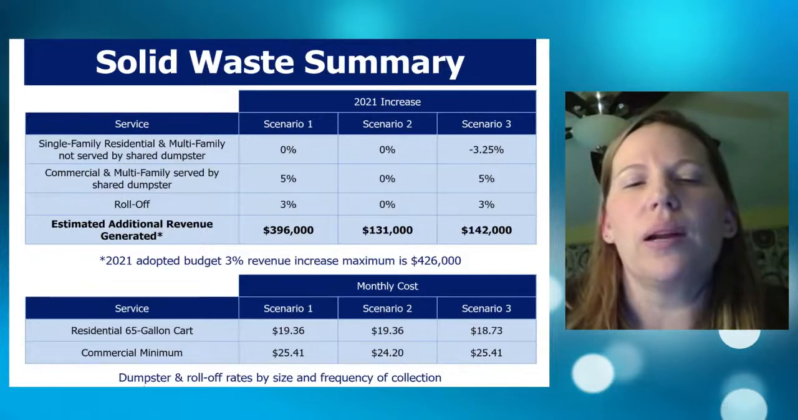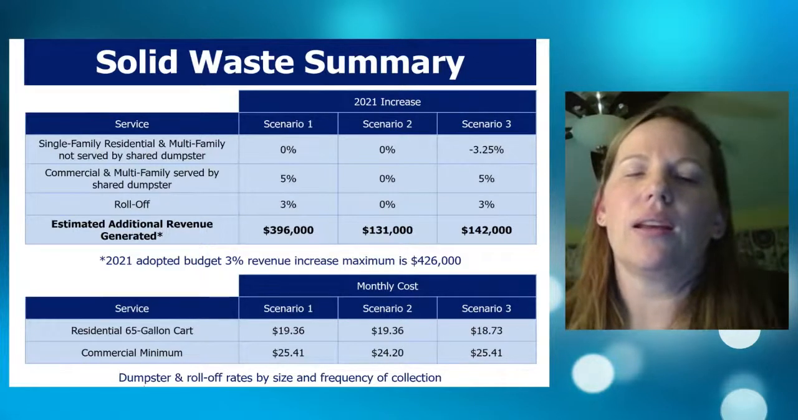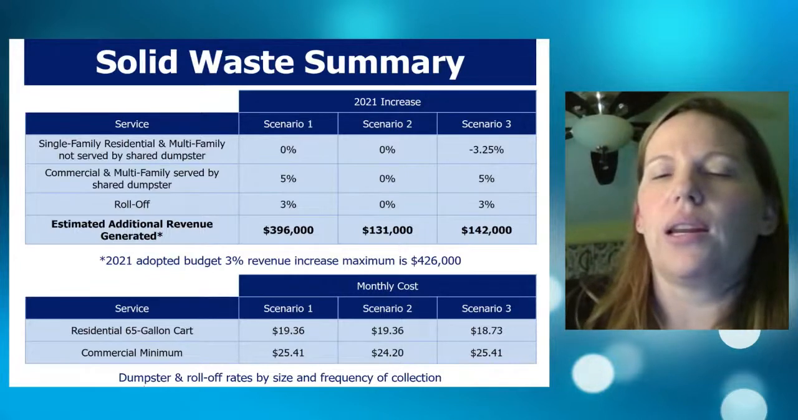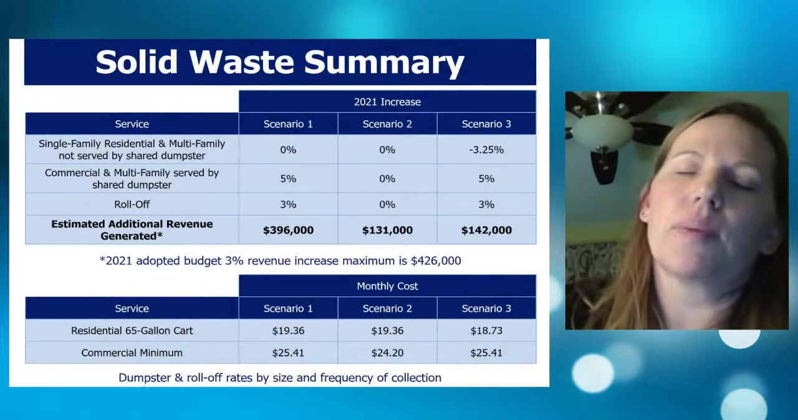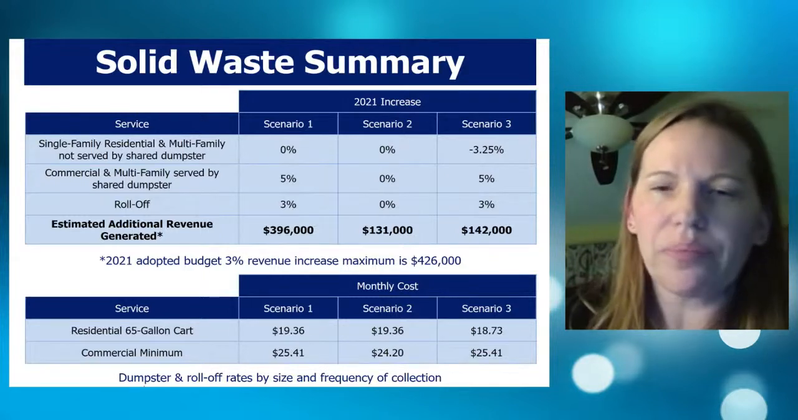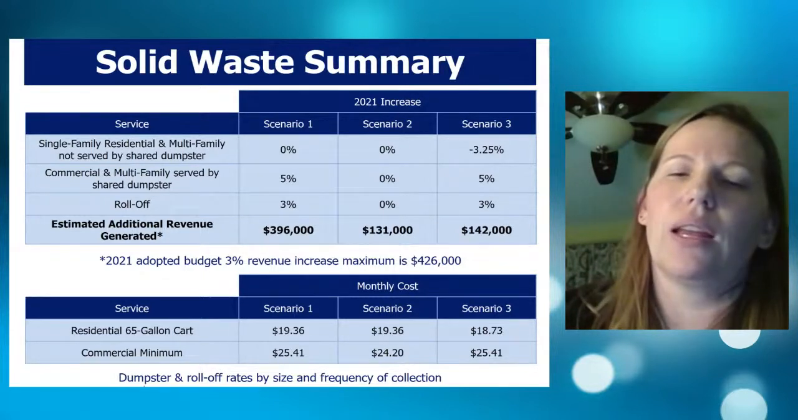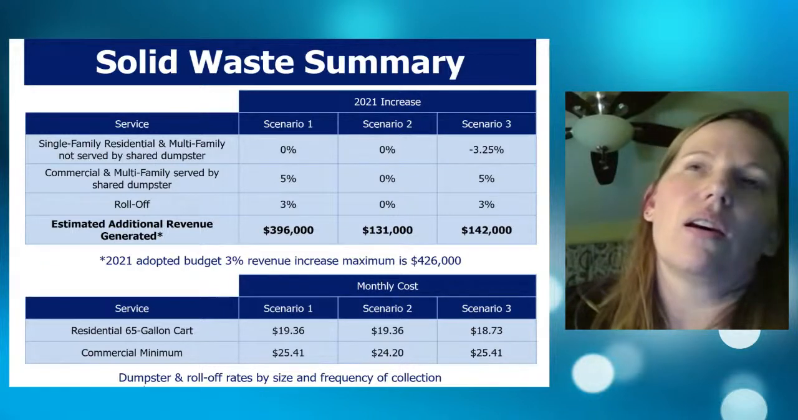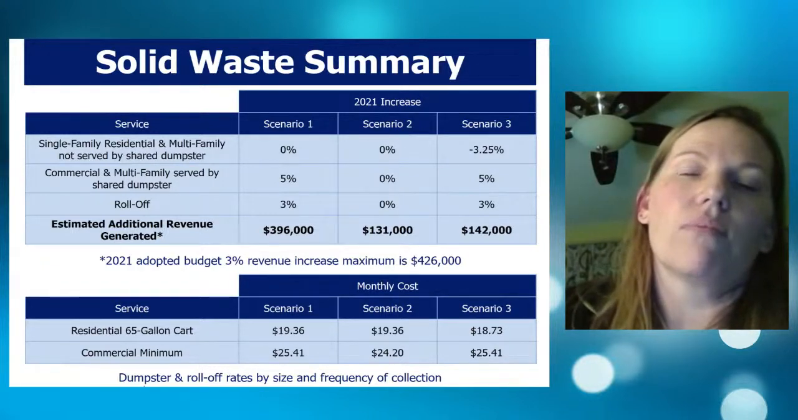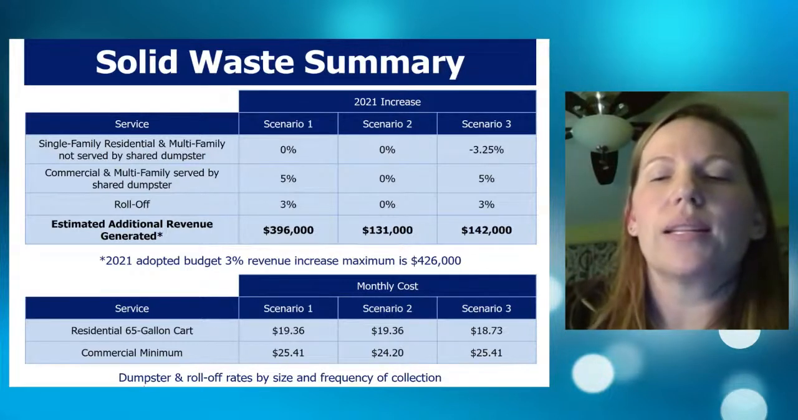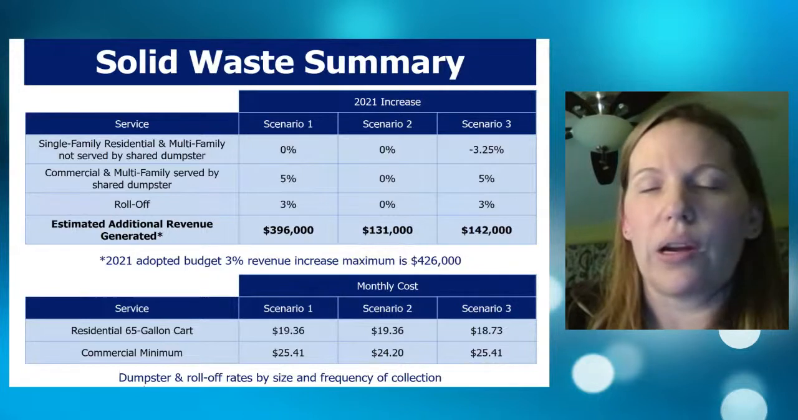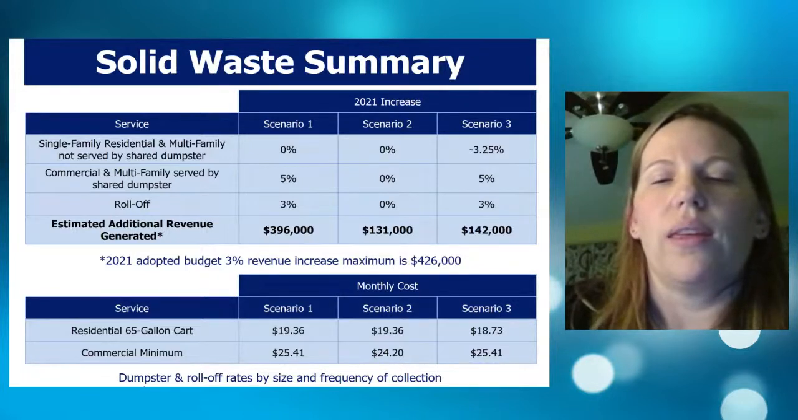And that figure at the bottom line there is the estimated revenue that's going to be generated in each scenario in 2021. So when we set the maximum expenditures back in July, and we had kind of capped that, we would do no more than a 3% revenue increase to fund the adopted budget. So that was at $426,000. So all of these scenarios are well within that maximum authority.